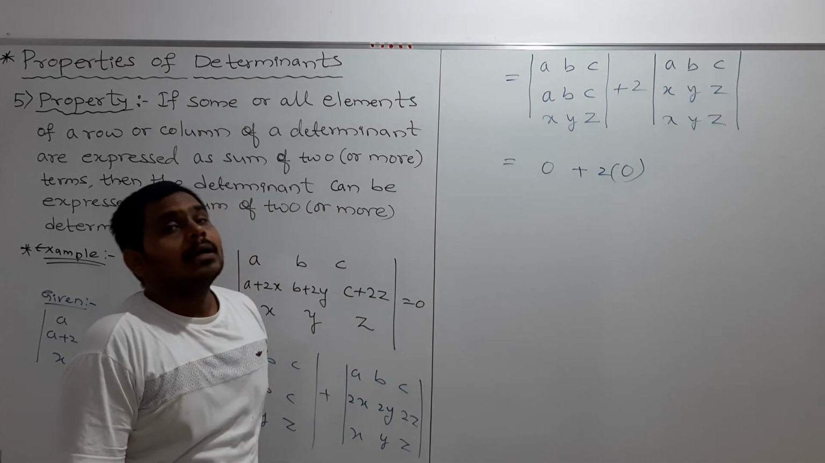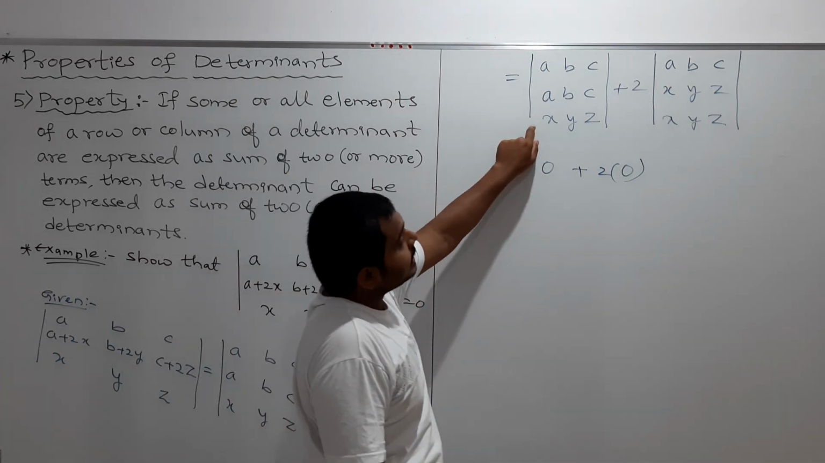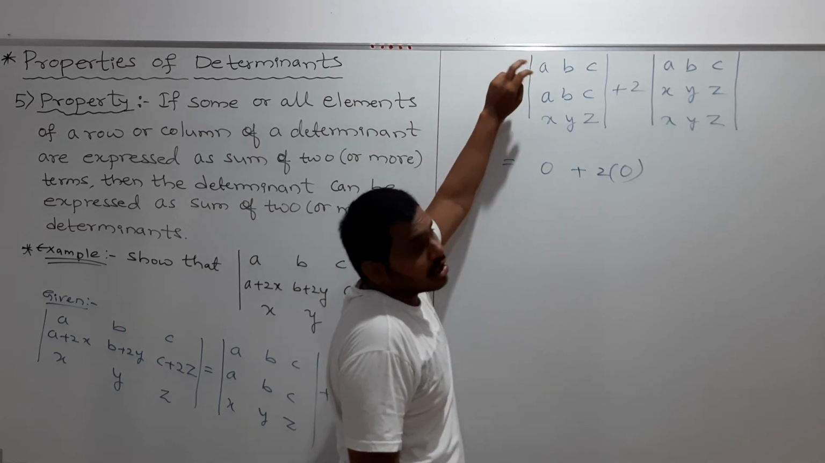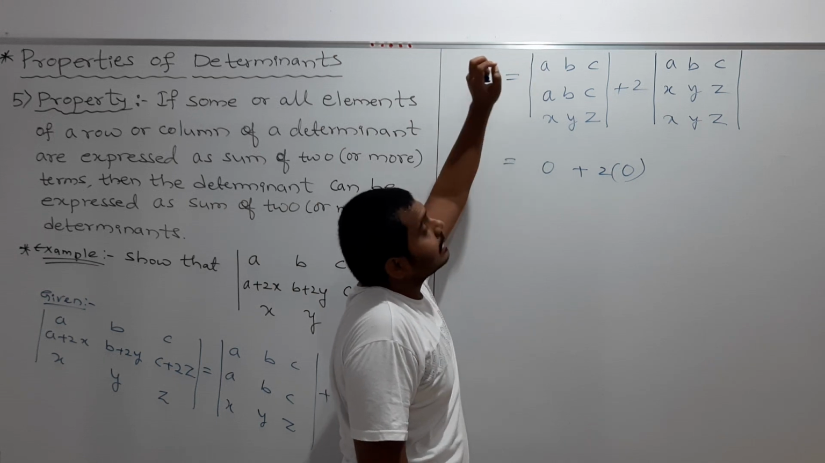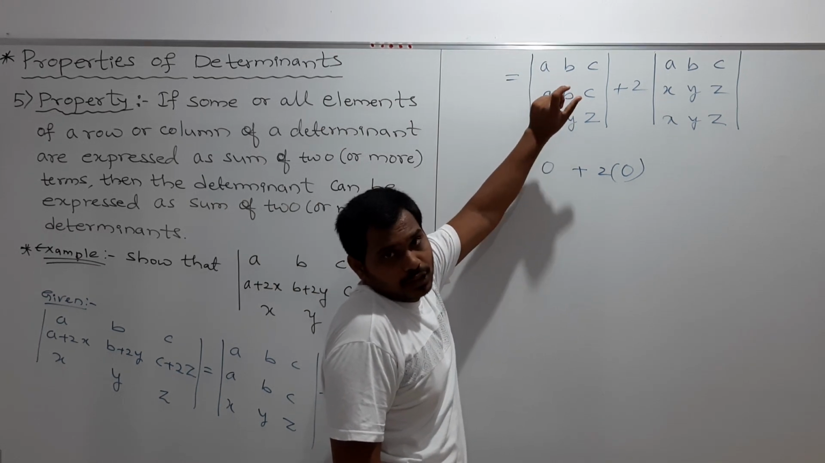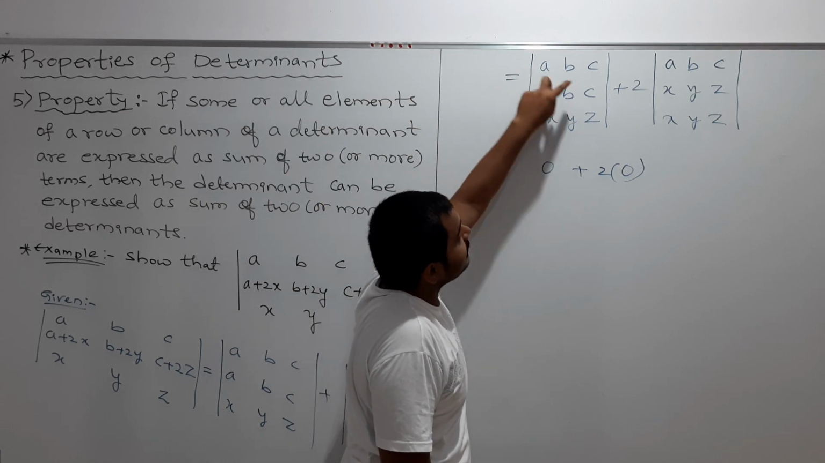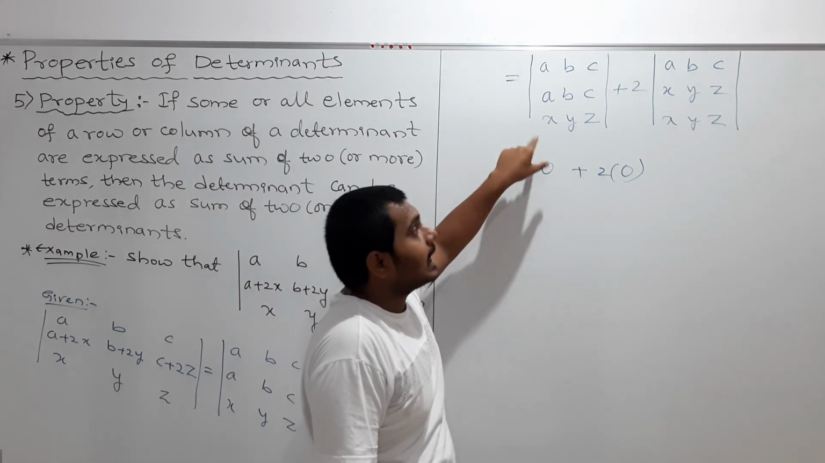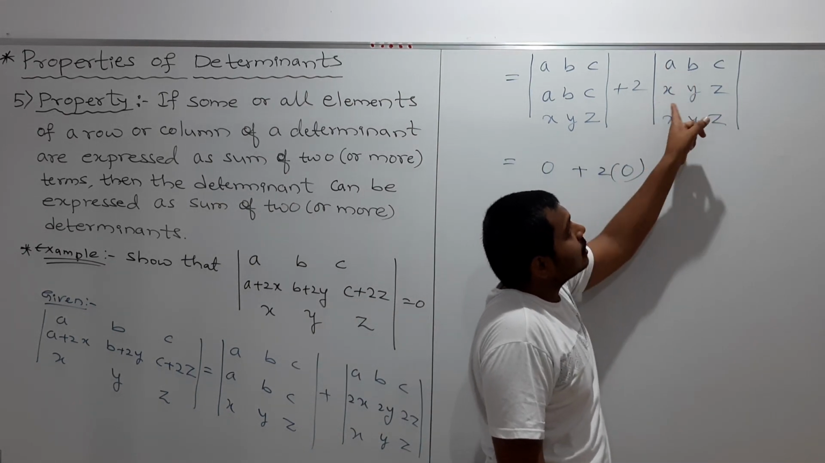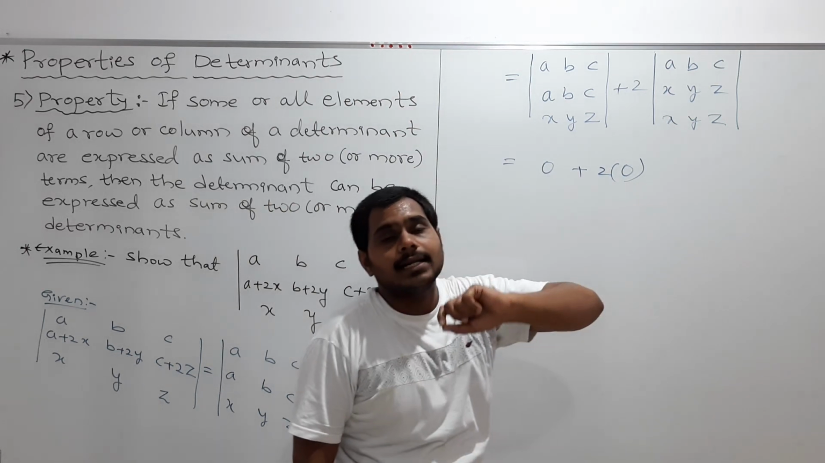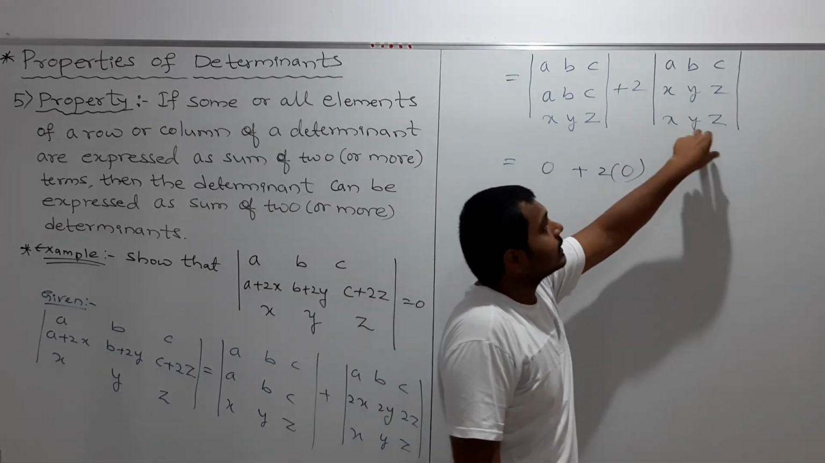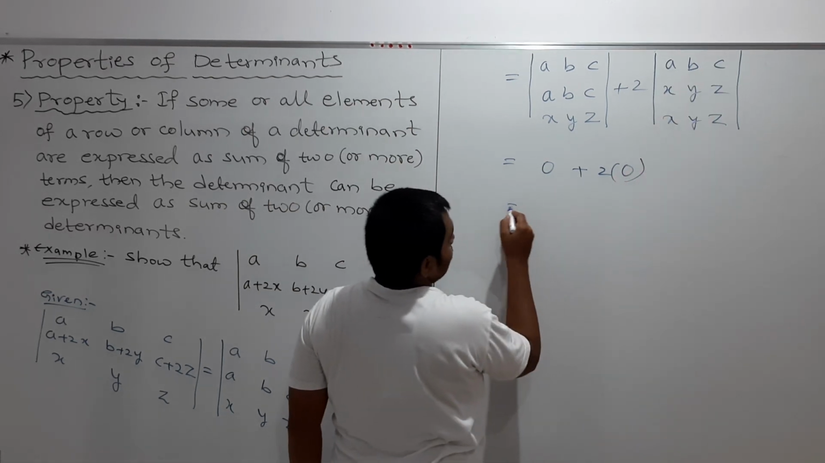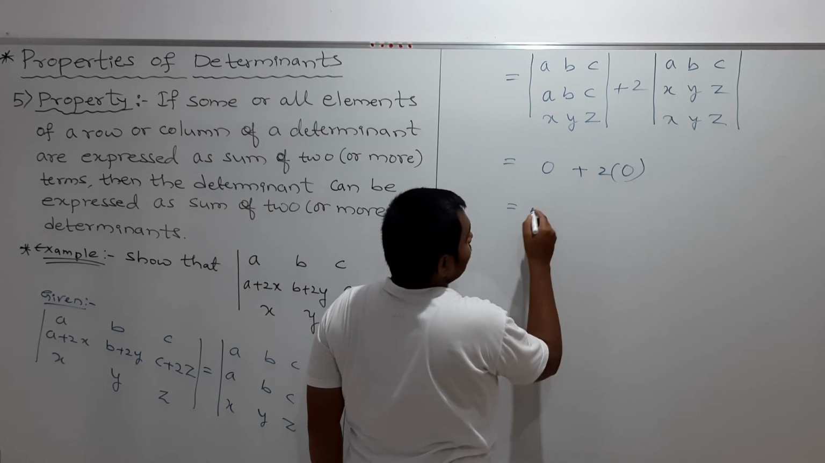Why is it so? Because in property 3 I discussed that in a given determinant, if any two rows or any two columns are identical, then the value of the determinant is equal to 0. So here the first row and second row are identical, so the determinant value of this is 0. And similarly in this determinant, the second row and third row elements are identical, so the determinant value of this is also 0. So here it is 0 plus 2 into 0, which is 0.